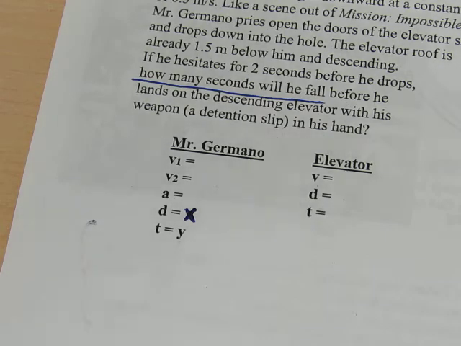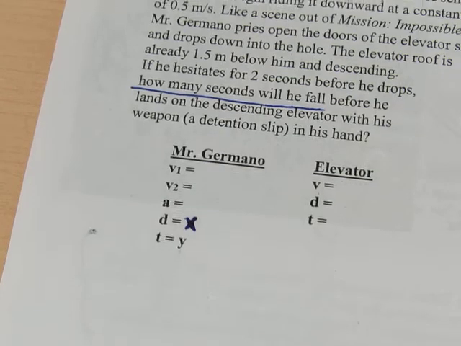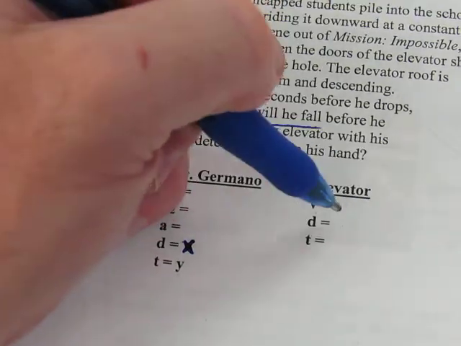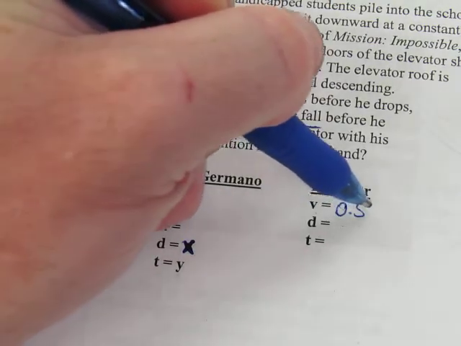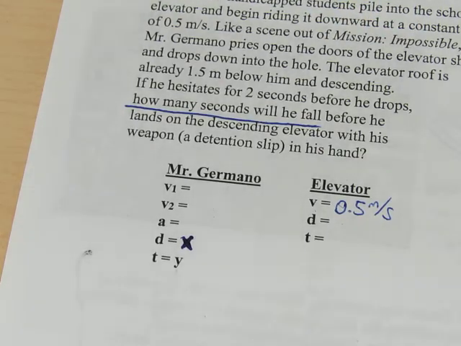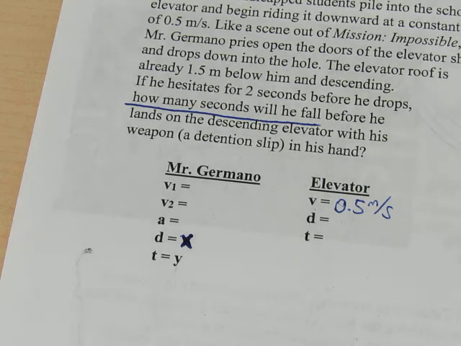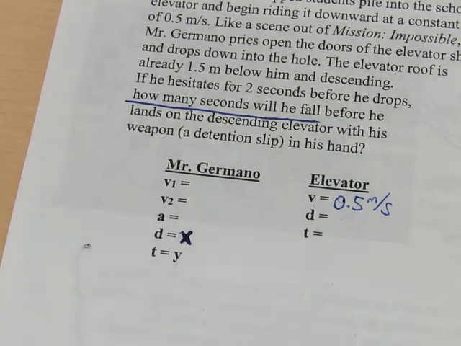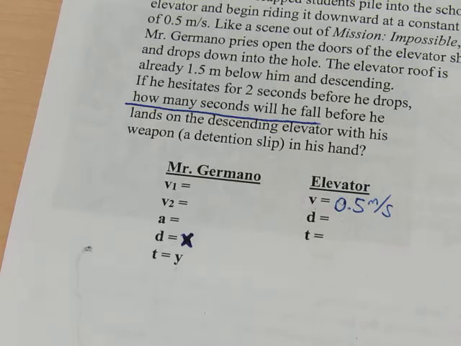Now let's read the question and compile the rest of the givens lists. Several non-handicapped students pile into the school elevator and begin riding it downward at a constant speed of 0.5 meters per second. Like a scene out of Mission Impossible, Mr. Germano pries open the doors of the elevator shaft and drops down into the hole. The elevator roof is already 1.5 meters below him and descending. So he's going to fall into that elevator shaft, and he's going to catch up to the elevator.